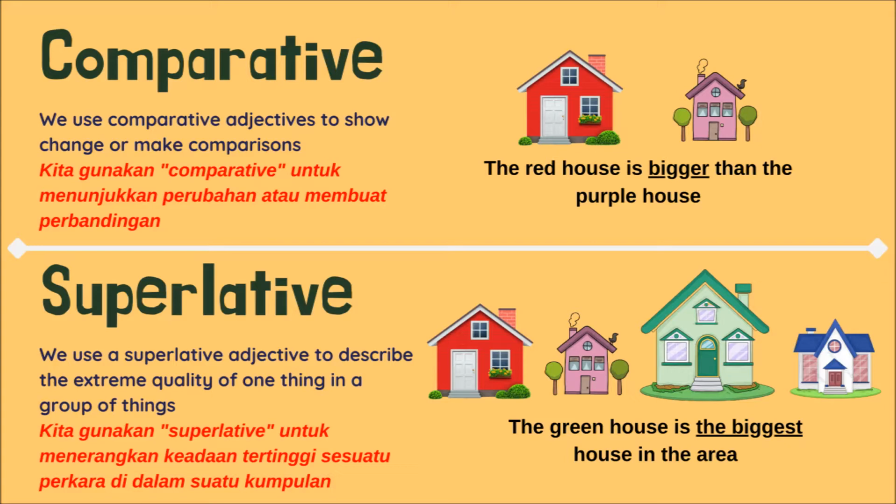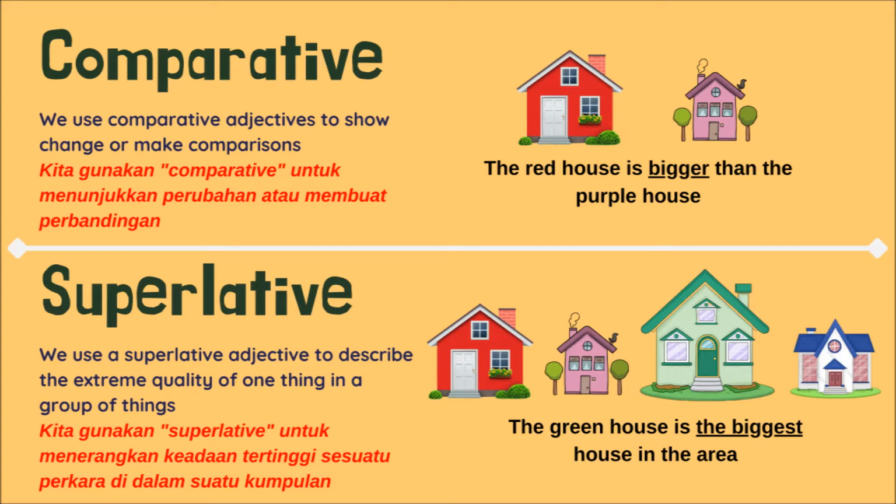We use a superlative adjective to describe the extreme quality of one thing in a group of things. Kita gunakan superlative untuk menerangkan keadaan tertinggi, terbesar sesuatu perkara di dalam sesuatu kumpulan.